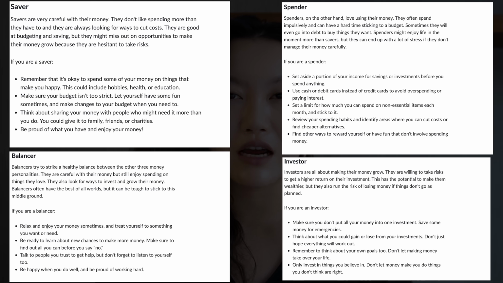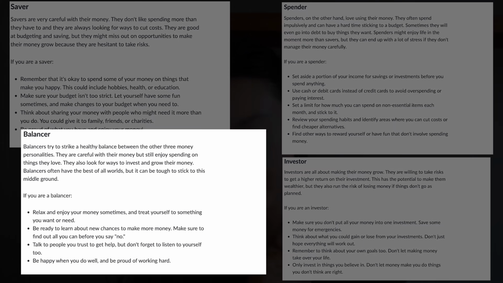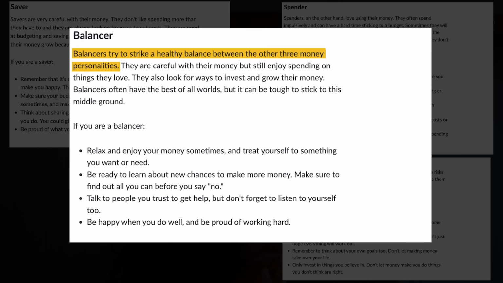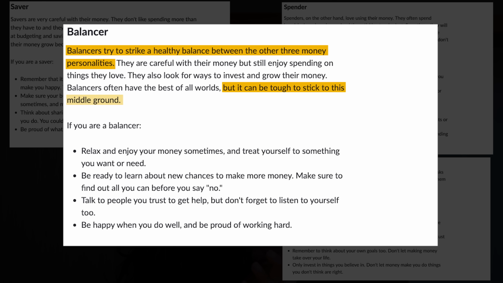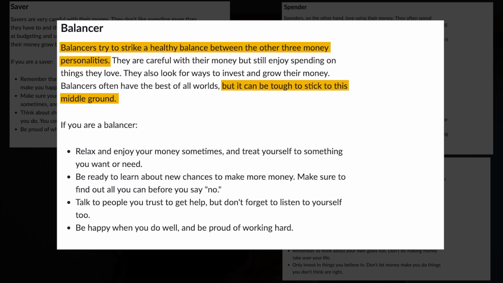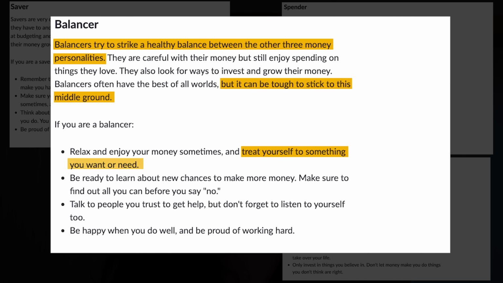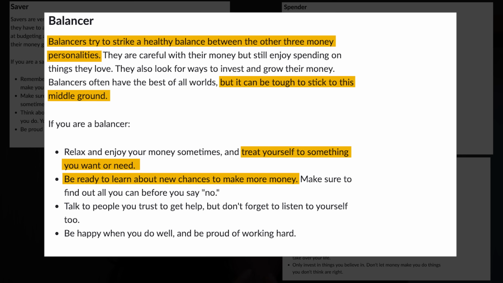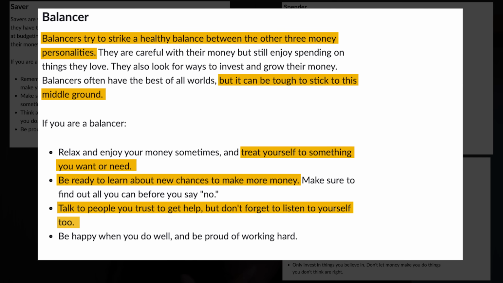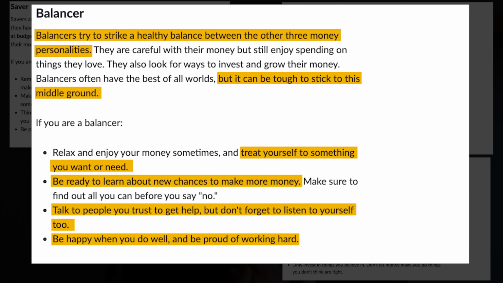And I also put on screen now the tips for the different money personalities. For me, I already know my strength is being able to balance between these things, and the challenge is it's hard to stay consistently in the middle. So specific tips would include treating yourself occasionally to enjoy your money, staying open to new money making opportunities, seeking advice but trusting your instincts, and celebrating your financial successes.